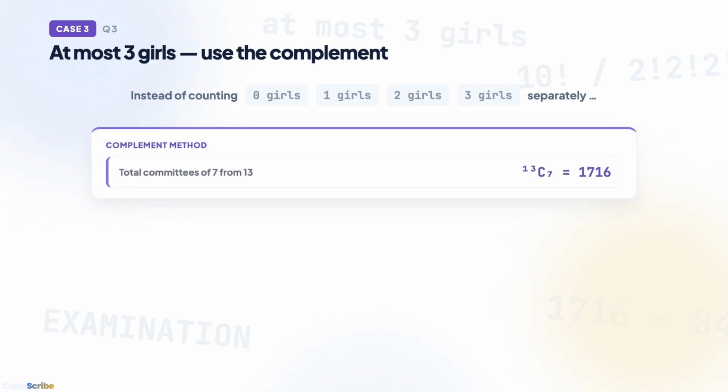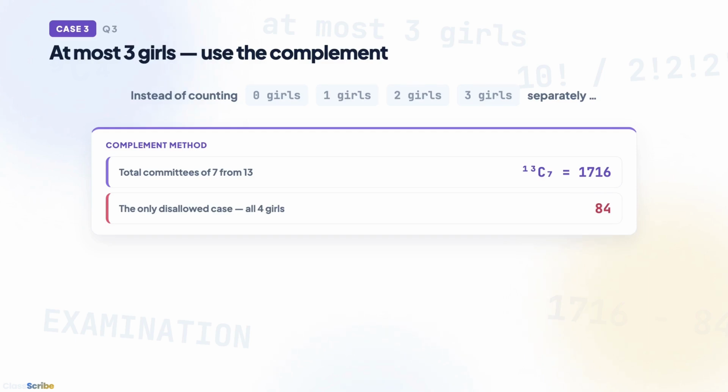Now for the third case, at most 3 girls. Instead of calculating 0, 1, 2, and 3 girls separately, we use the complement method. First, calculate the total number of committees. 7 members can be selected from 13 people in 13 combination 7 ways, which is 1716.